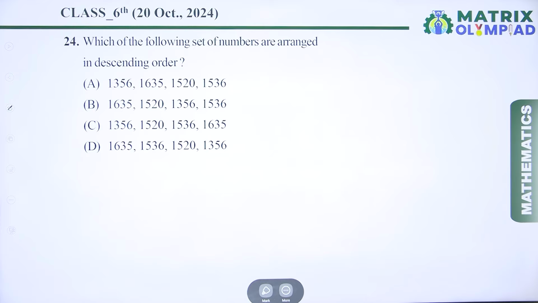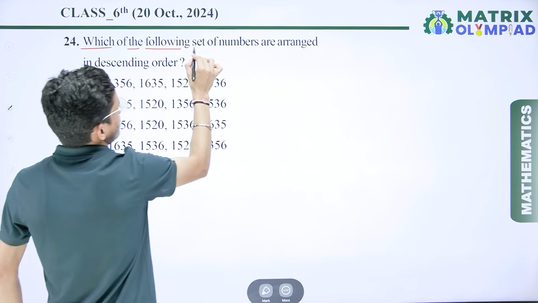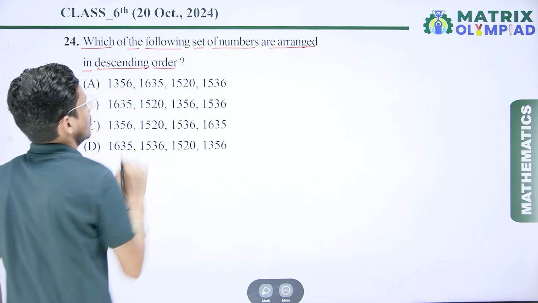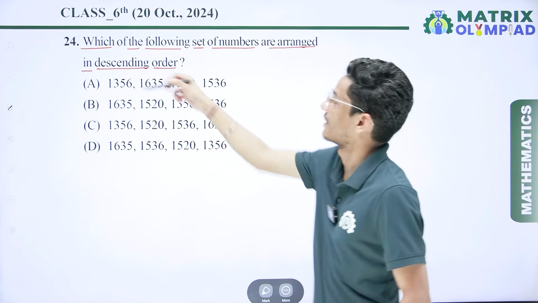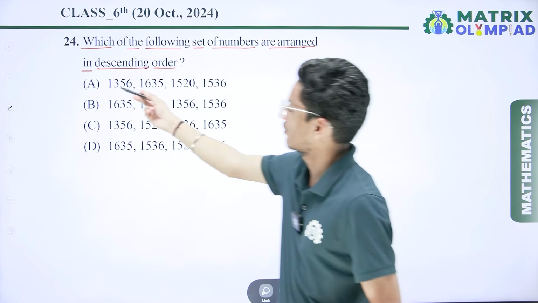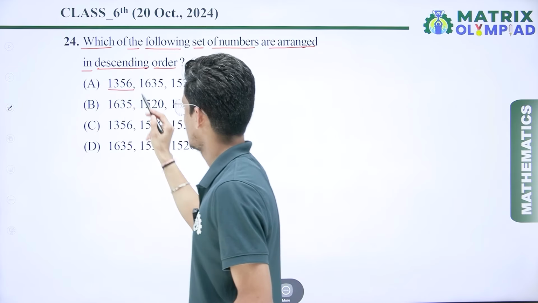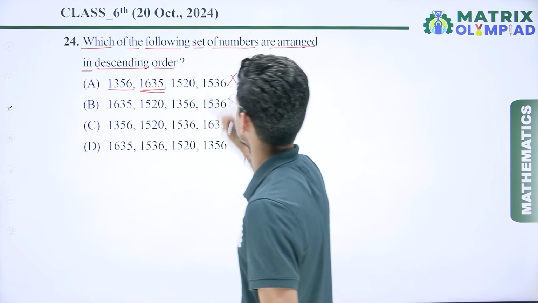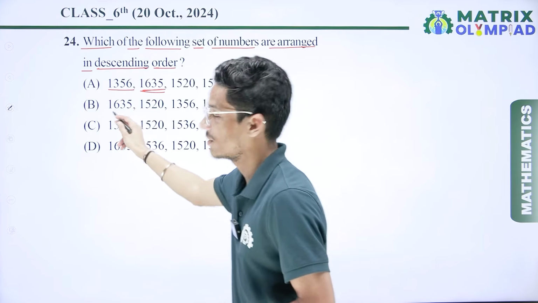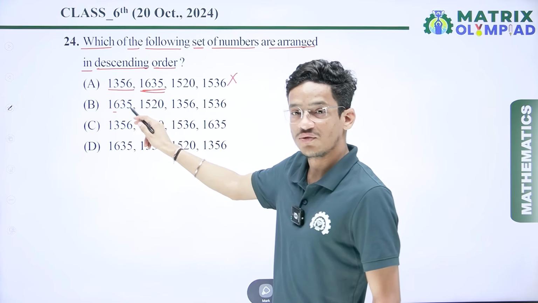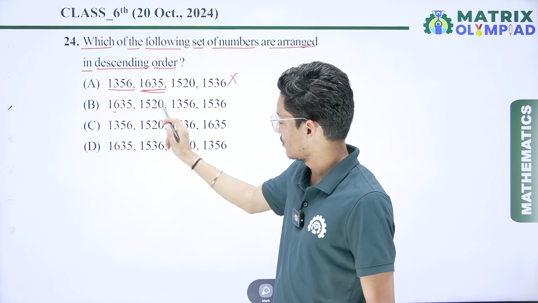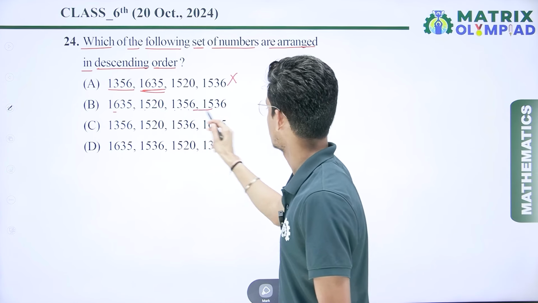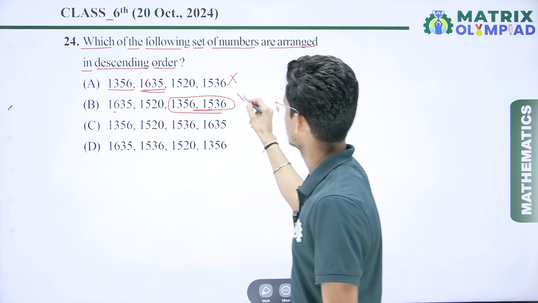So now if I talk about the next question, which of the following sets of numbers are arranged in descending order? So here we have to find which option is correct in descending order. So if I talk about option A, that is 1356 and then 1635. So this is not in descending order. So I can say this one is not possible. If I talk about option B, that is 1635, 1520, 1356 and 1536. So here this is not in descending order. So I can say this one is again wrong.